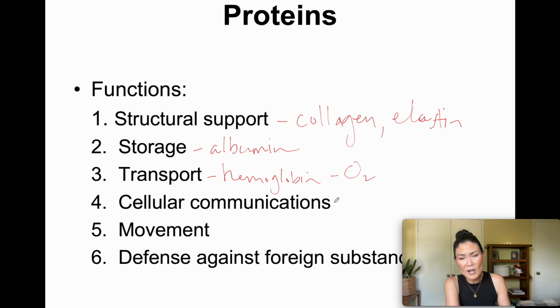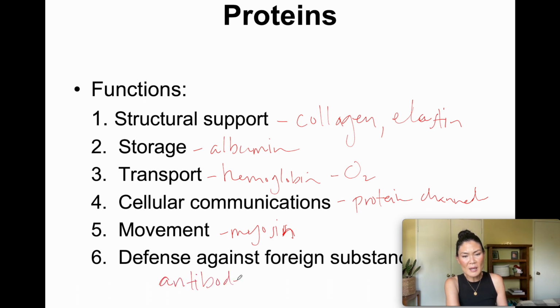Cell communication, we'll talk more about that in future chapters, but protein channels are used to communicate between cells. Movement, like your muscles. Oh, I should write myosin. Myosin is one of the proteins that make up your muscles. And again, defense against foreign substances would be antibodies. Those are just some examples of proteins in your body.